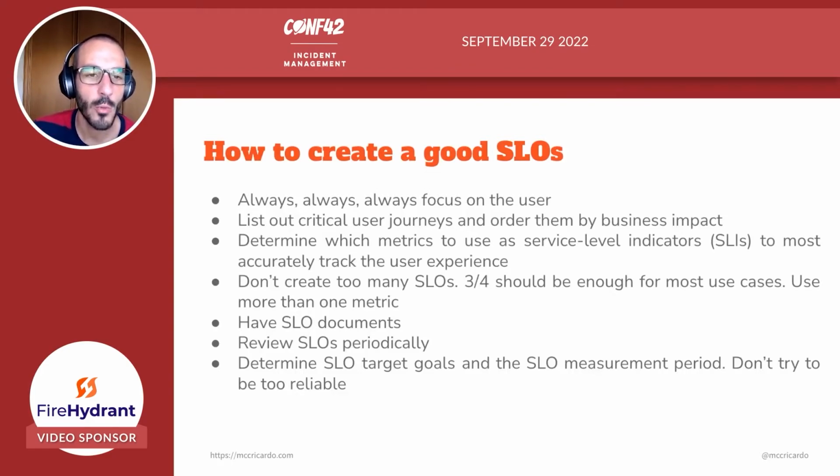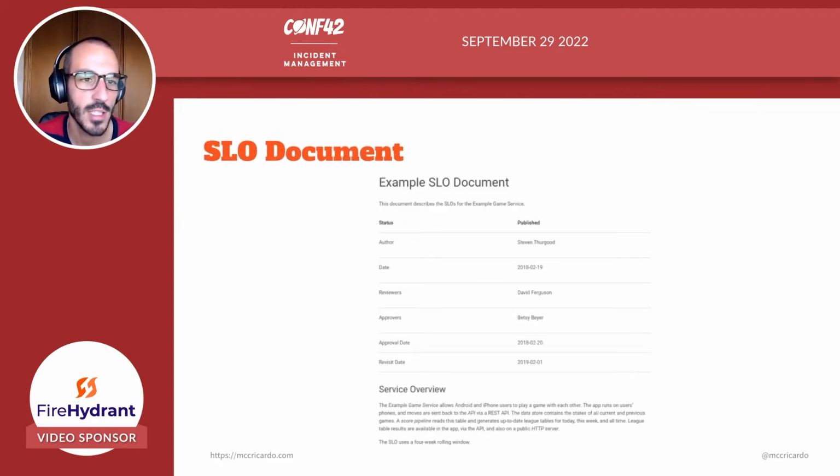So just a quick glance at an example of an SLO document. This example was taken from the Google SRE book, so you can use it as a reference to build your own and adapt to your own reality. Essentially, it has a description of the SLO. So this is an SLO for the example game service. It has the authors, when it was defined, who reviewed it, when it was approved, and when it should be revisited. It also has an overview of the service that this SLO applies to.